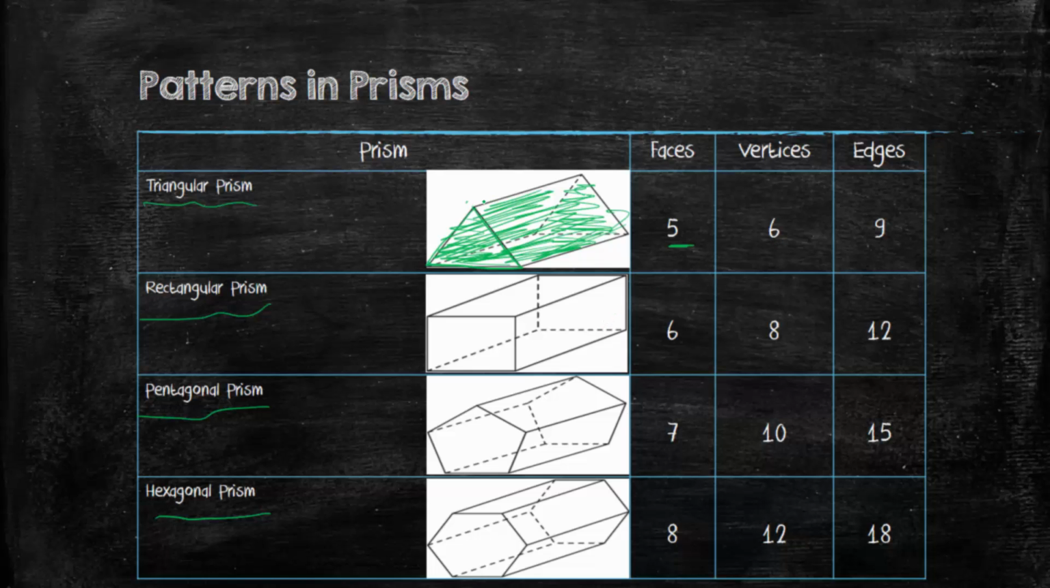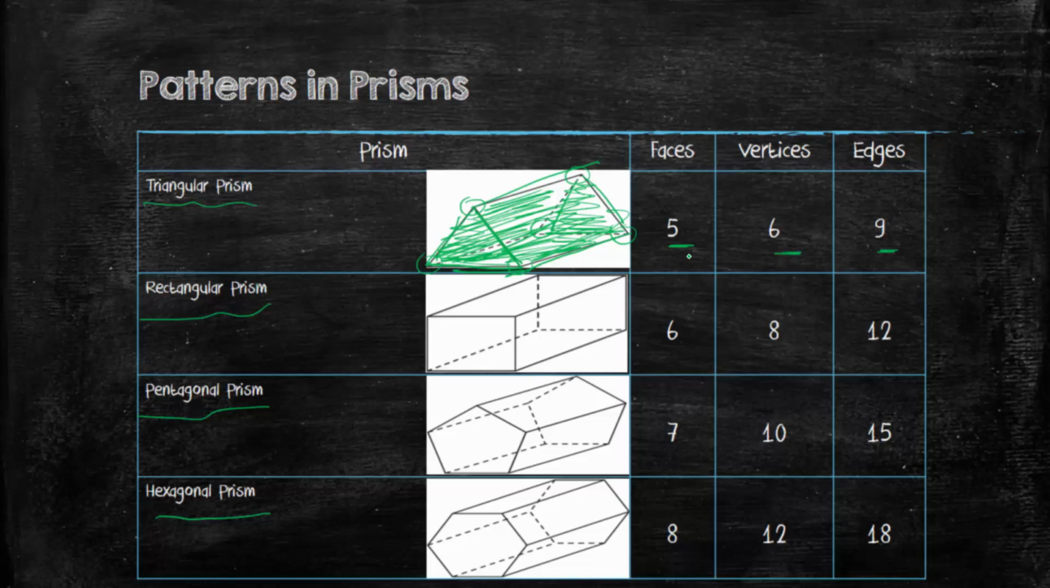Well, we've got 6. We've got 1, 2, 3, 4, 5, and 6. And how many edges? 9 edges. So 1, 2, 3, 4, 5, 6, 7, 8, 9. Okay? That was a little confusing because you can't go over the edges again, and I already had them highlighted. So 9 edges. So now moving on to the rectangular prism.